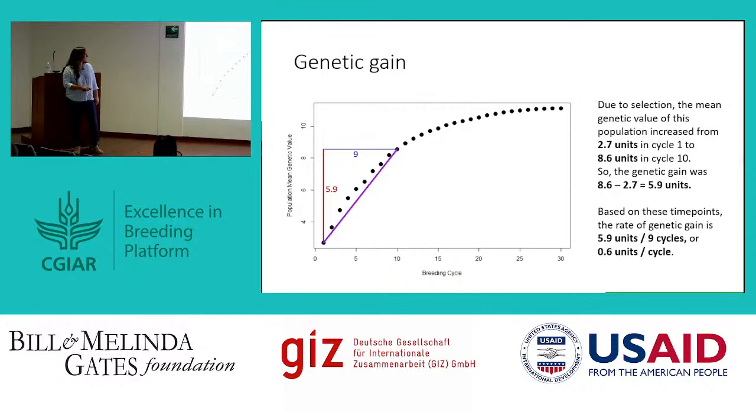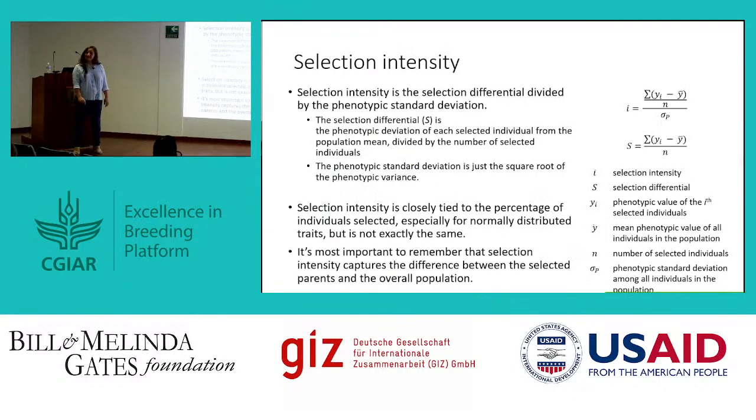So your rate of genetic gain can change depending on where you are in the process. Some of you may also be seeing it might not be linear. It's typically not linear. So some of you could probably get a better estimate of this rate than I did right here. So that's genetic gain. One of the things we want to increase to get increased genetic gain is selection intensity. So this is the selection differential divided by the phenotypic standard deviation.